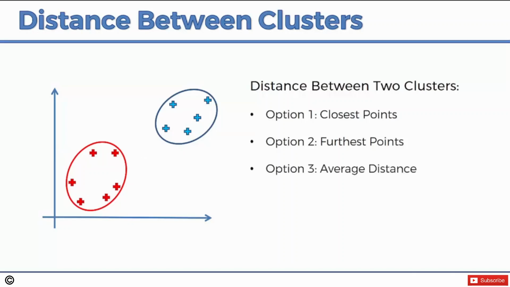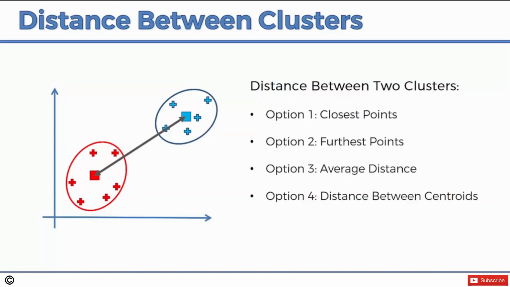So take the average of all the distances between the different points in the clusters, so all the combinations of different points, and take the average of that distance. Option four is take the distance between the centroids. So find the centroids and find the distance between the centroids and call that the distance between the two clusters.